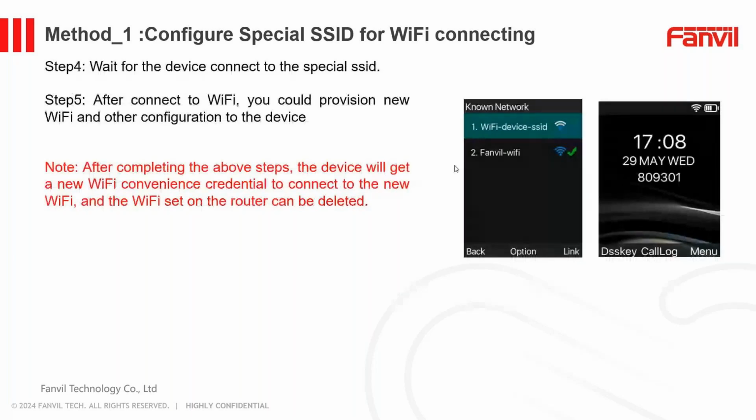So once you configured that, you need to wait for the phone to connect to the default SSID. And once it is connected, it can gather the information from the config file and then apply them correctly. Then after that, you can just remove the added default SSID on your router. Also, you can remove it from your phone.